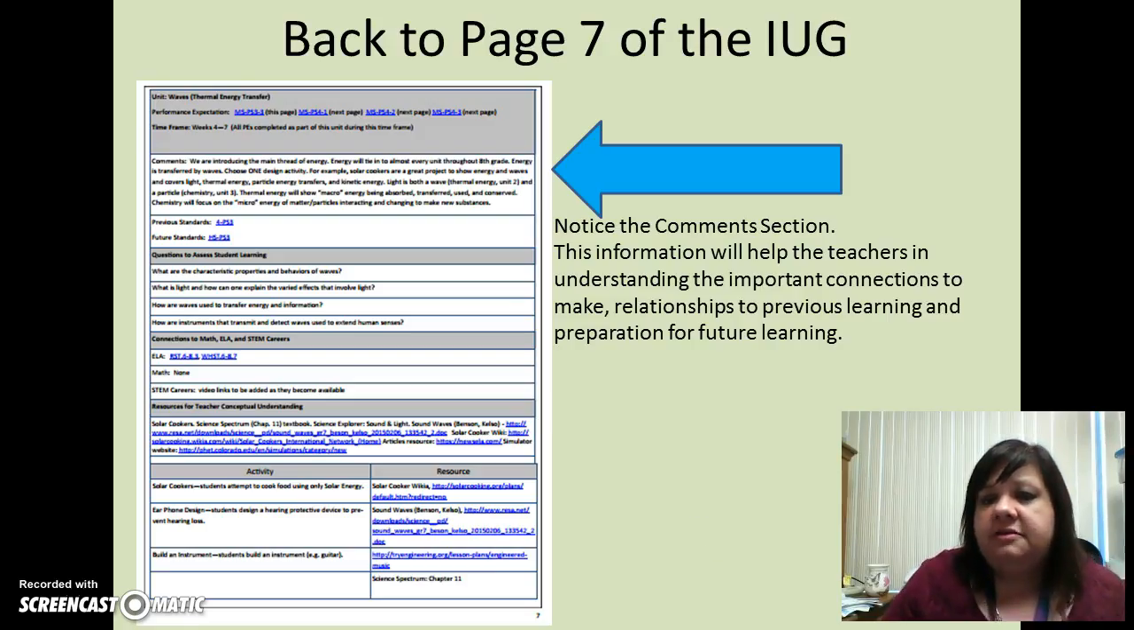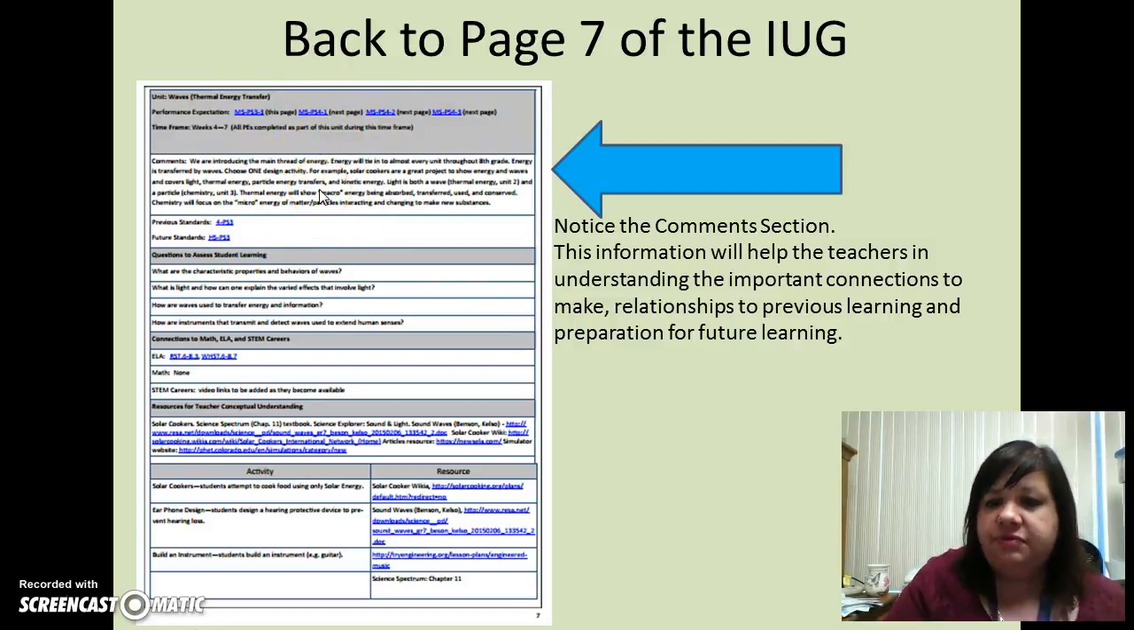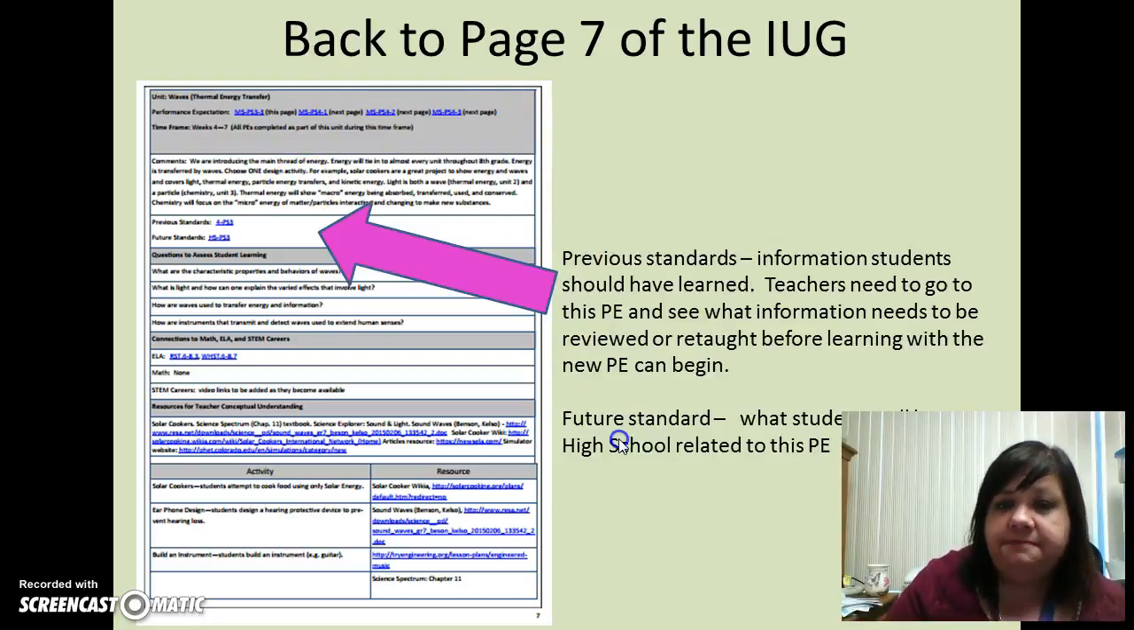Let's go back to page 7 of the instructional unit guide, and I want you to notice the comments section on page 7. This is information teachers need to understand connections, relationships to previous learning, and how this is going to prepare them for future learning. So it's important that teachers look at those comments and make sure that they're getting enough information. We need some feedback to know if they need more information in those comment areas.